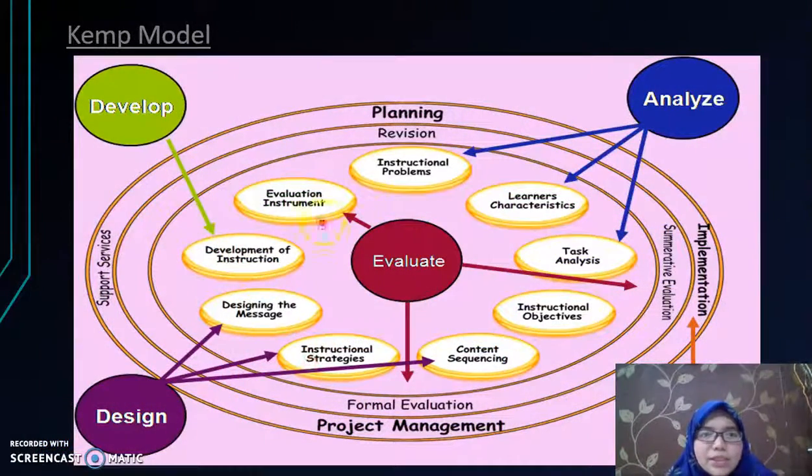Next is the CAM model. The CAM model is in a circular layout. It has nine components here, and it still applies the ADDIE model, which is analyze, design, develop, implement, and evaluate. Okay, formal evaluation, project management, planning, revision, support services. All of these are interrelated and interdependent between each other.